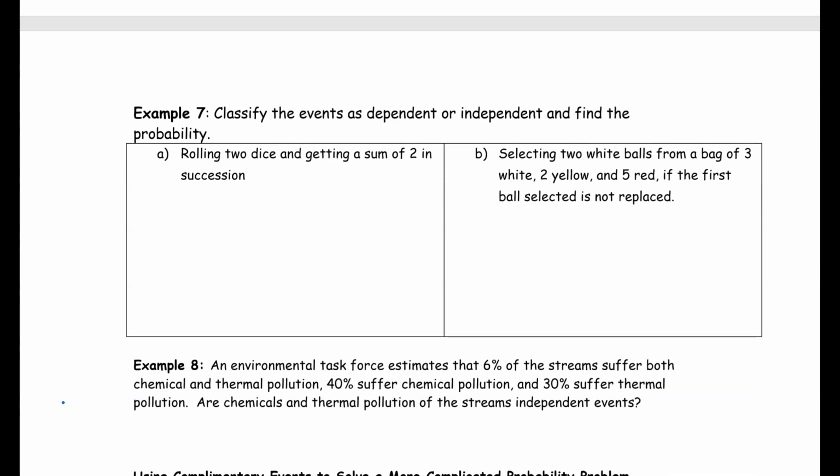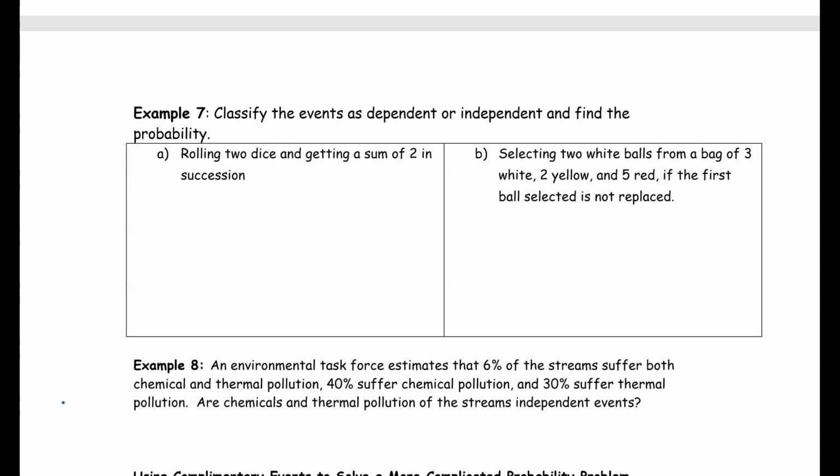So go ahead and pause the video and try this on your own. So this first example, rolling 2 dice and getting a sum of 2 in succession. So you want to think about, well, what does it look like when you roll two dice? So what are the possibilities in terms of outcomes?